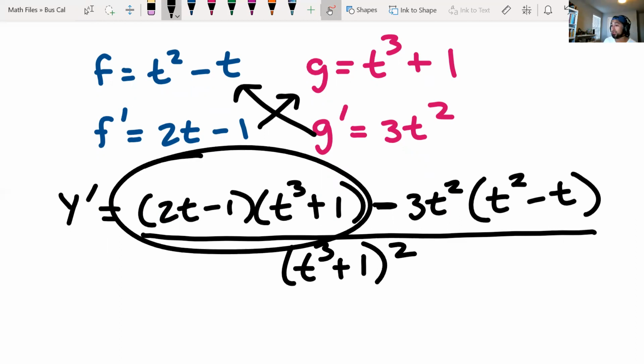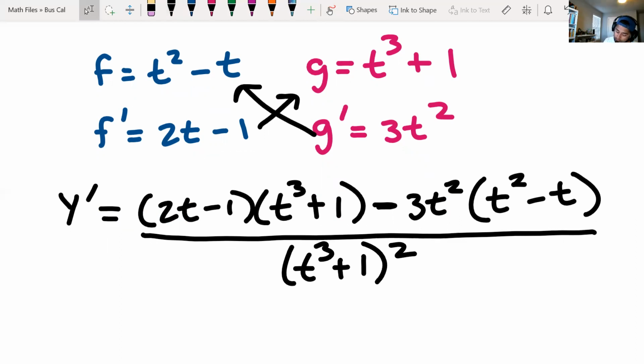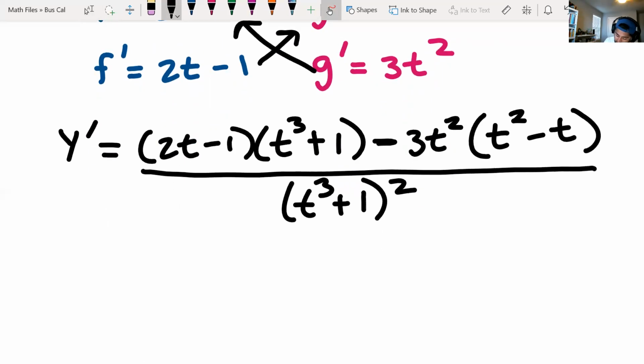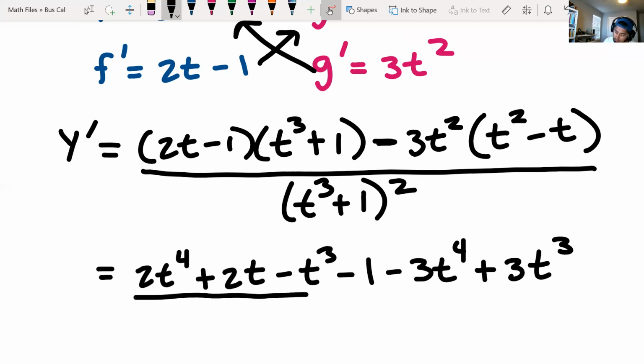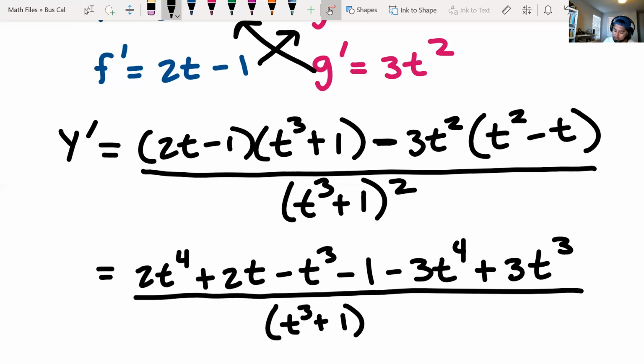So we have to FOIL these two guys first. So I'll get 2t to the 4th plus 2t minus t cubed minus 1. And then now we're going to distribute that negative 3. Negative 3t squared times t squared minus t, so negative 3t to the 4th plus 3t cubed, all over t cubed plus 1 squared.